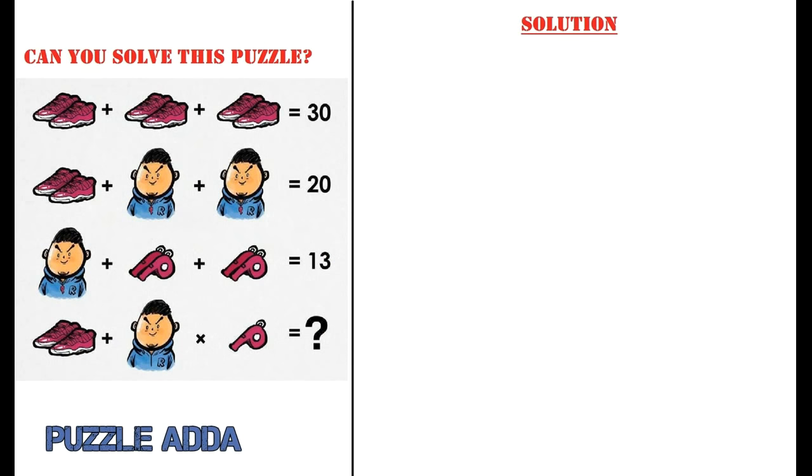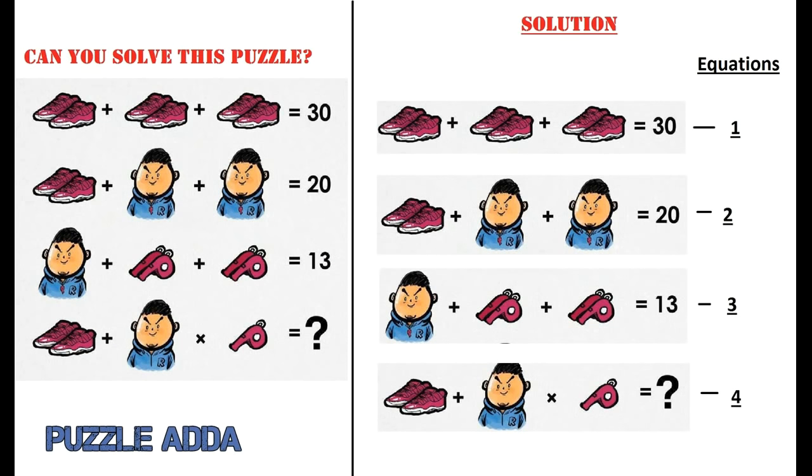So now here is the solution for you. There are 4 equations given in this puzzle. 3 have already been solved, and you have to replace the question mark in the 4th equation to give the correct solution of this puzzle.